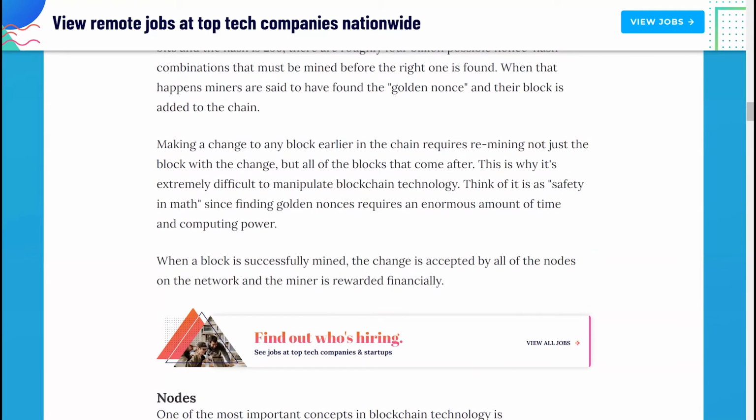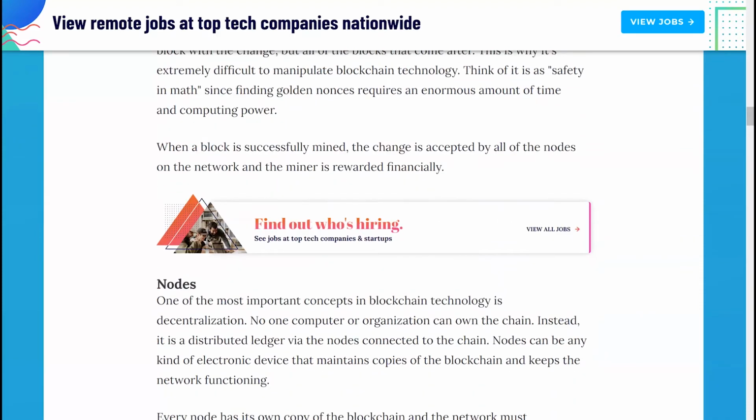Making a change to any block earlier in the chain requires remining not just the block with the change, but all blocks that come after. This is why it's extremely difficult to manipulate blockchain technology. Think of it as safety in math. Since finding the golden nonce requires an enormous amount of time and computing power, when a block is successfully mined, the change is accepted by all of the nodes on the network, and the miner is rewarded financially.